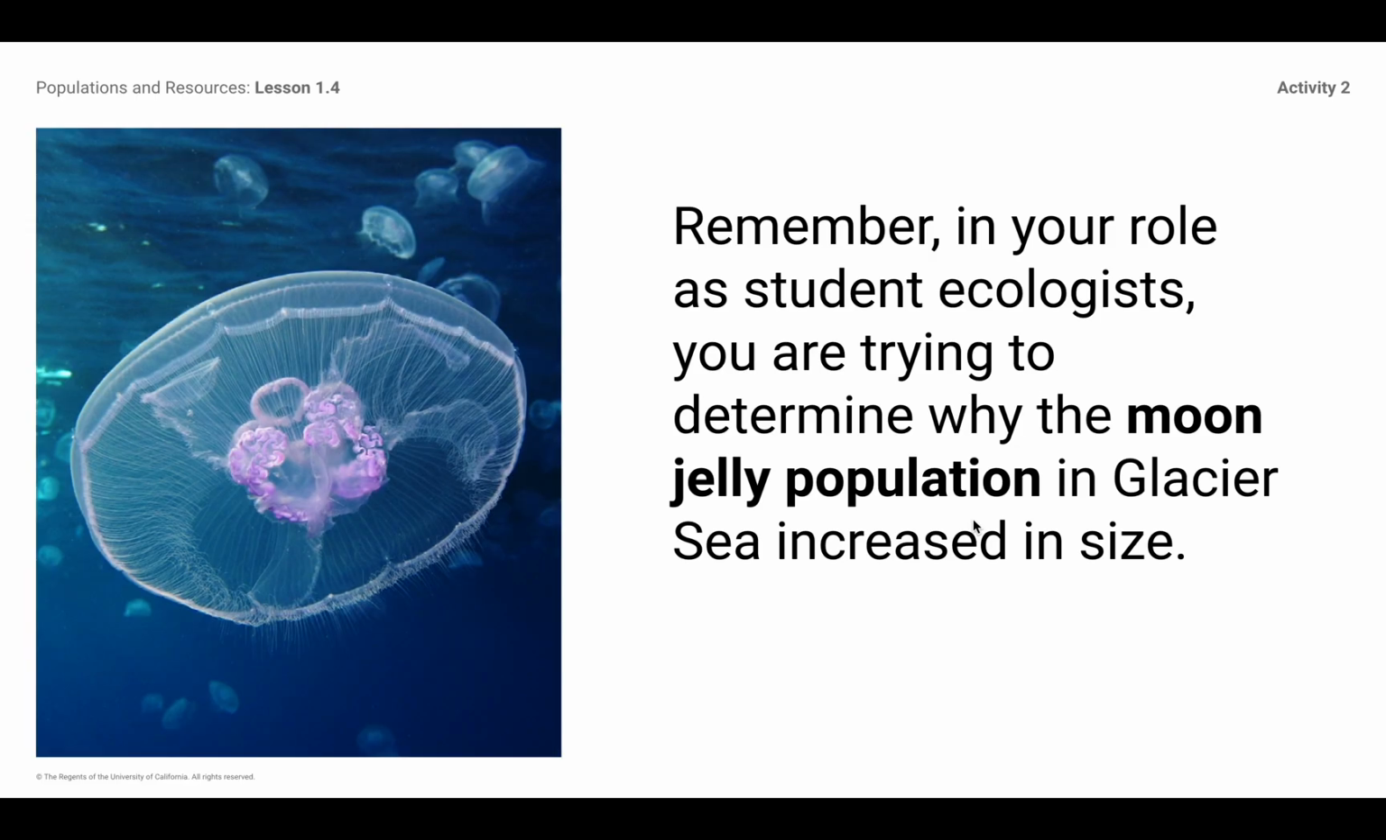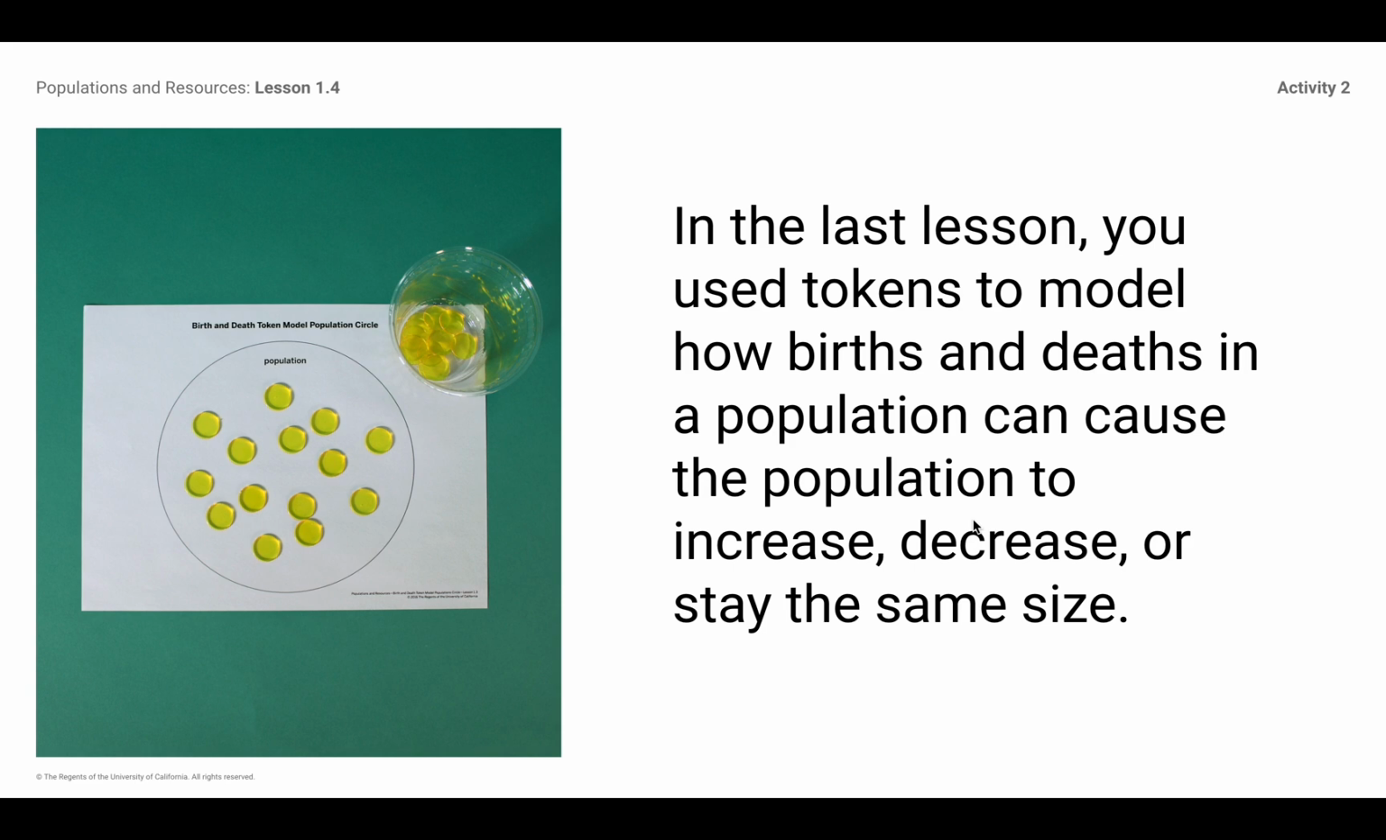Okay, so we're in activity number 2 now. Remember, in your role as student ecologist, you're trying to determine why the moon jelly population in Glacier Sea increased in size. If you remember yesterday, we used tokens to model how births and deaths in a population can cause the population to increase or decrease or stay the same size.